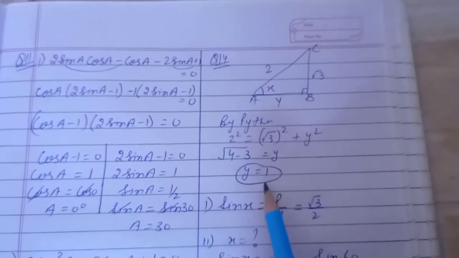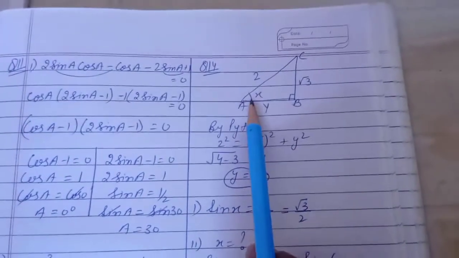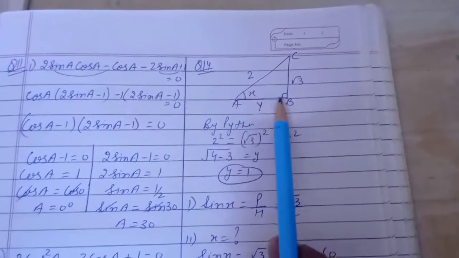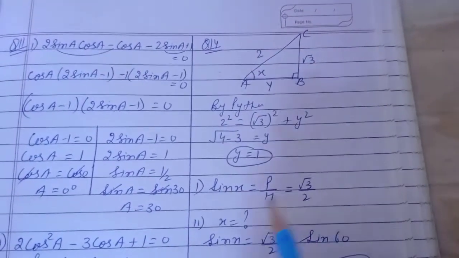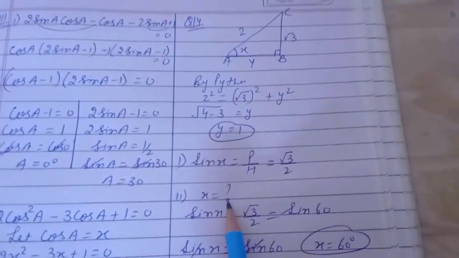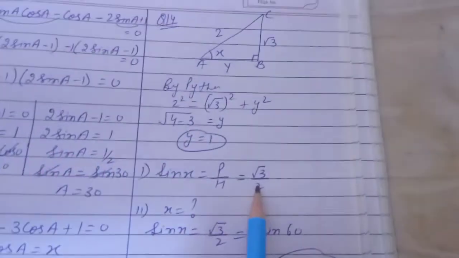By Pythagoras theorem, I got the value of y, that is 1. First part, sin x. Sin x is p upon h. So this side will be base, perpendicular is root 3 and hypotenuse is 2. Clear? Second part, we have to find the value of x. I'll make use of this expression only.